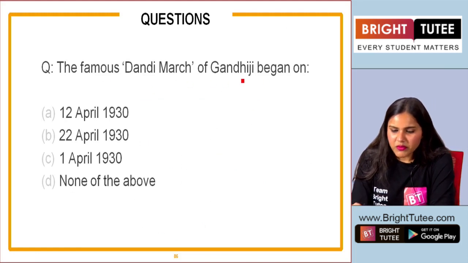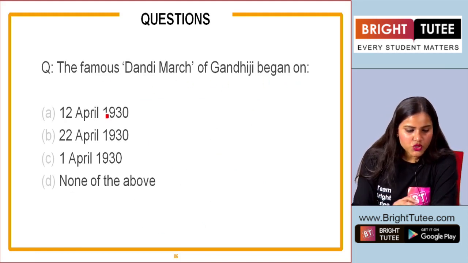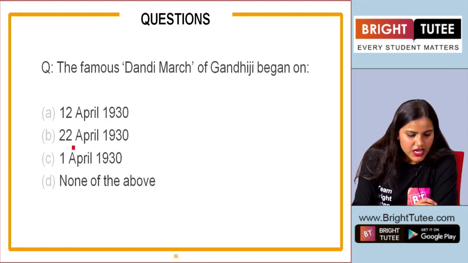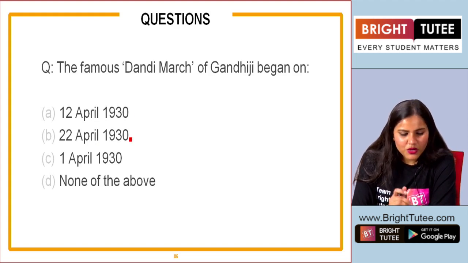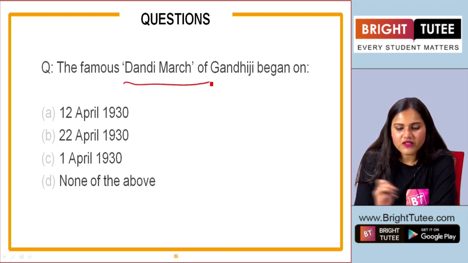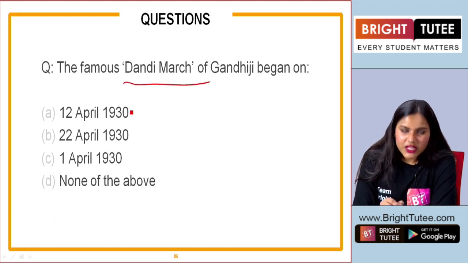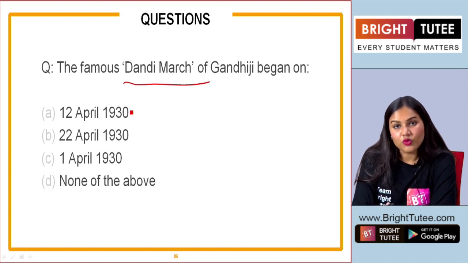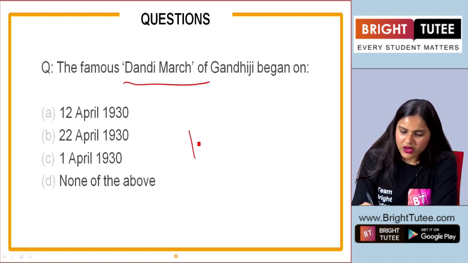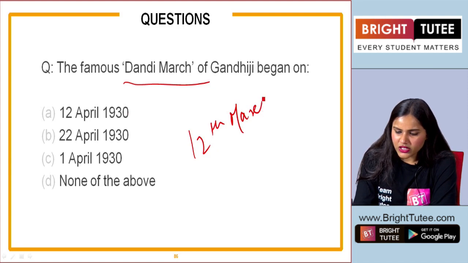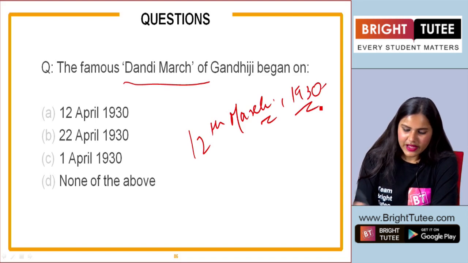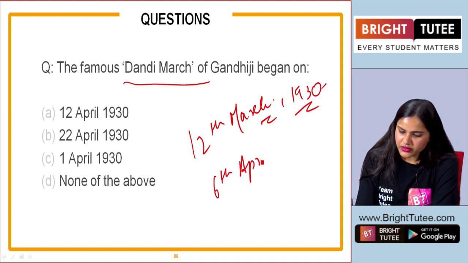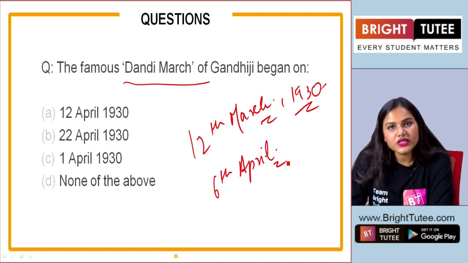The famous Dandi March of Gandhiji began on 12th April 1930, 22nd April 1930, 1st April 1930, or none of the above. Now, do you remember what we have learned when we talked about the famous Dandi March, students? 12th April, is this the correct answer? No, you might get confused, but if you remember, we talked about 12th March 1930 when the movement officially started, and it was on 6th April that Gandhiji broke the salt law.